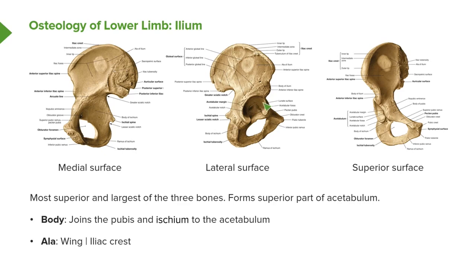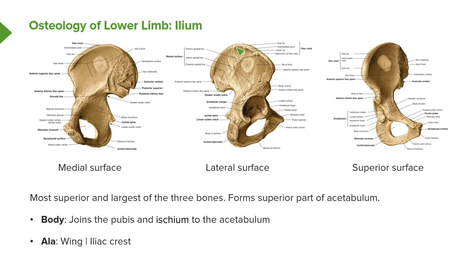The body of the ilium, if we have a look here on the lateral surface, we can see the body of the ilium. We can see it here with the superior surface, the body of the ilium, and that's joining to the pubis and the ischium at the acetabulum, like I said. Then we have this large wing of the ilium, and we can see two parts of that. We can see the ala here, this large flat surface, and then at the top of this wing, we can see we have the iliac crest.